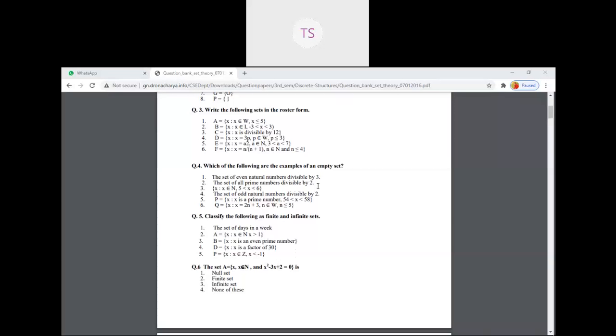Okay. So the fourth one is the set of odd natural numbers divisible by 2. Is it an empty set? Will you get any odd number which is divisible by 2? No. 2 is a prime number and an even number. The main condition is that any number is even when it is divisible by 2. So we are not getting any odd number which is divisible by 2. So it is an empty set.